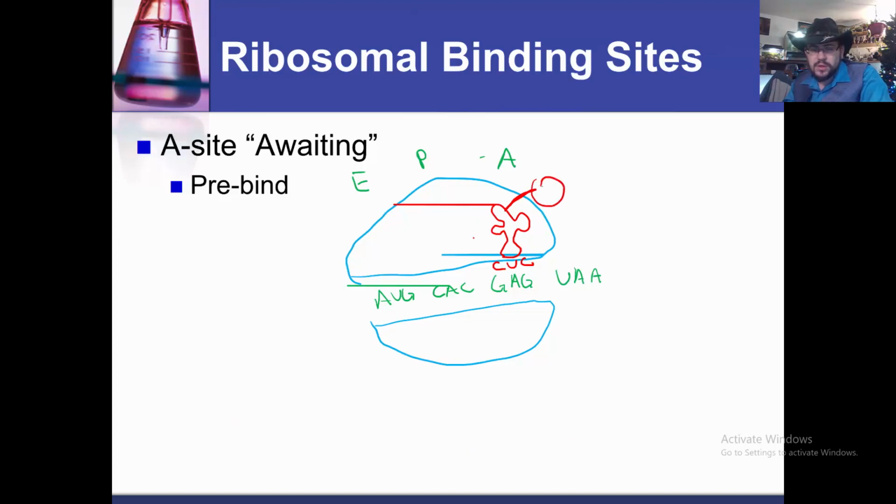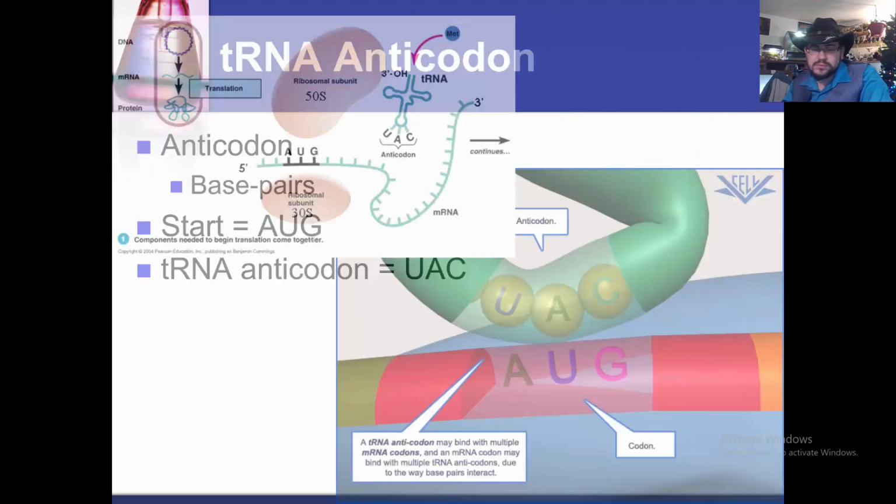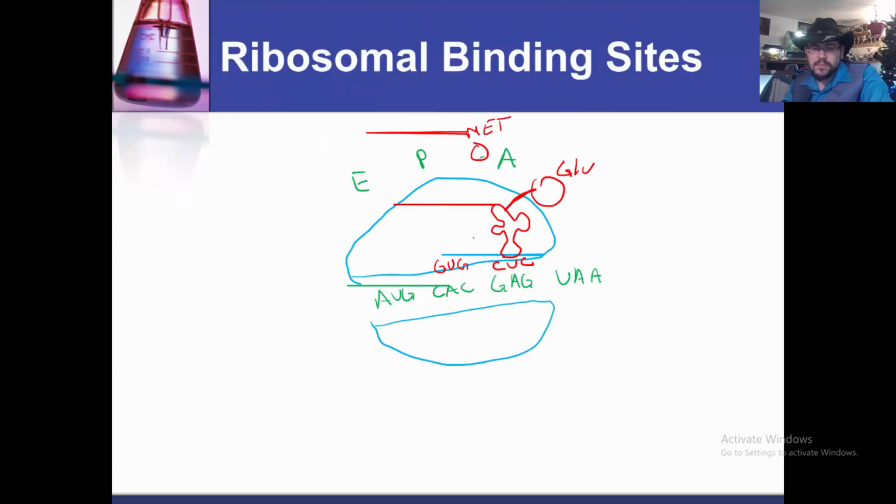So here's my GLU. Over here, we've got our little methionine already added. And now we have our little tRNA at the processing site. And it's just going to chunk on its histidine. Doop.